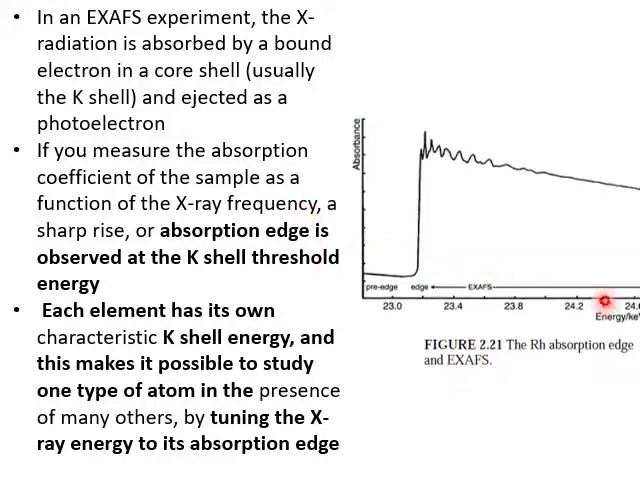So when the absorbance and energy graph is drawn, or we measure the absorption coefficient of the sample as a function of X-ray frequency, a sharp rise is observed. This sharp rise is called the absorption edge, and this absorption edge is formed at the K shell threshold energy. This energy here is the K shell threshold energy, meaning that minimum amount of energy for which the electron will be emitted from the K shell. That minimum amount of energy is called threshold energy, which is required for emission of an electron from the K shell. Each element has its own characteristic K shell energy because the element's properties are different from each other. So this peak for each element is formed at different energy levels.